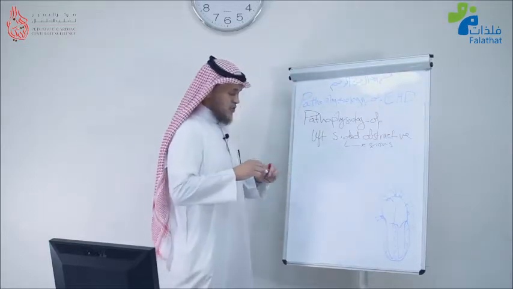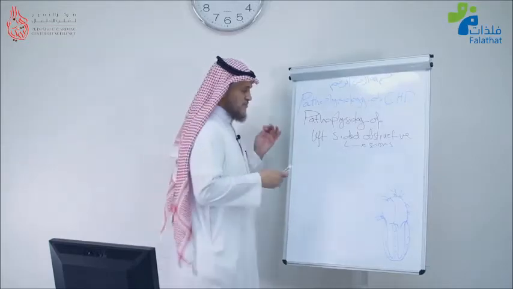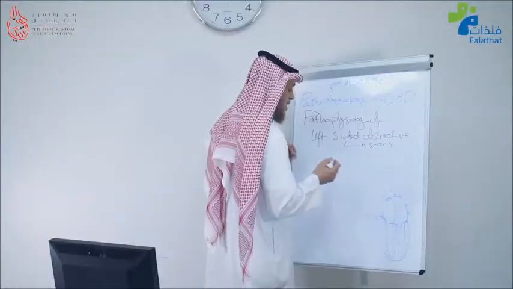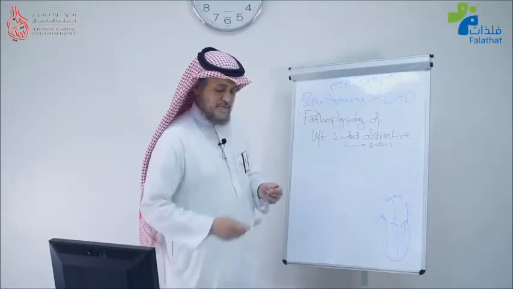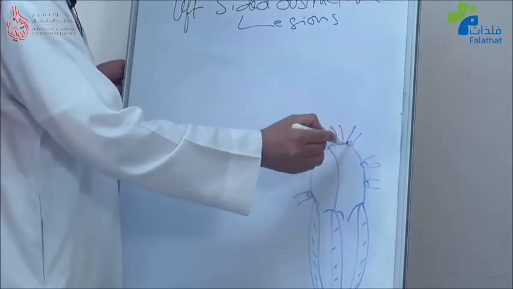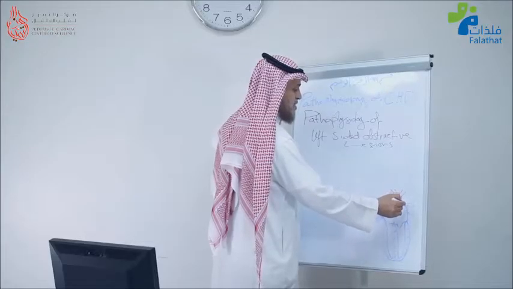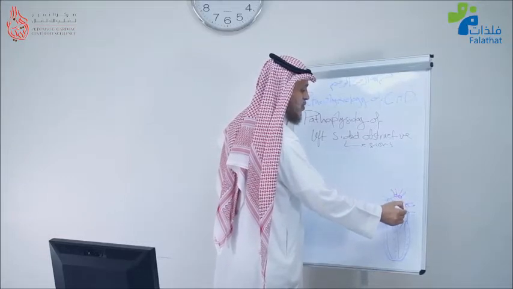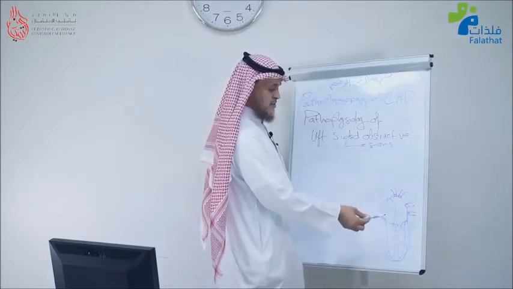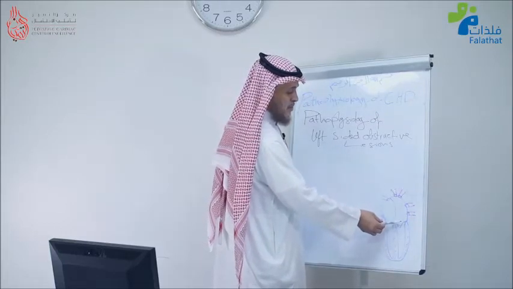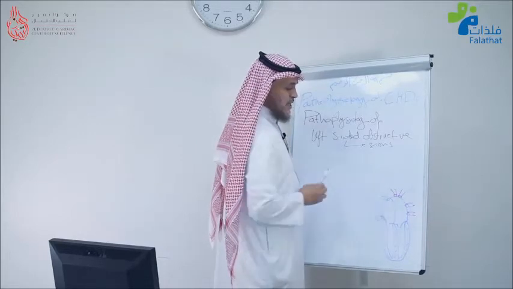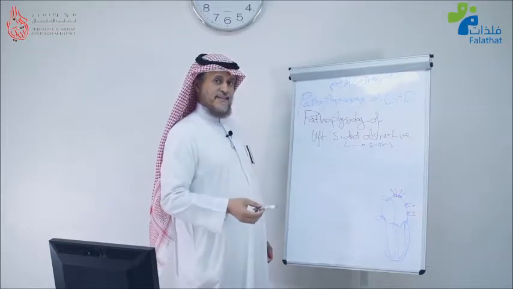So if the obstruction was not in the pulmonary veins, which we just described, if it's not there anymore, where can it be? It can be anywhere, the next, between the mitral valve and the cavity of the left atrium.